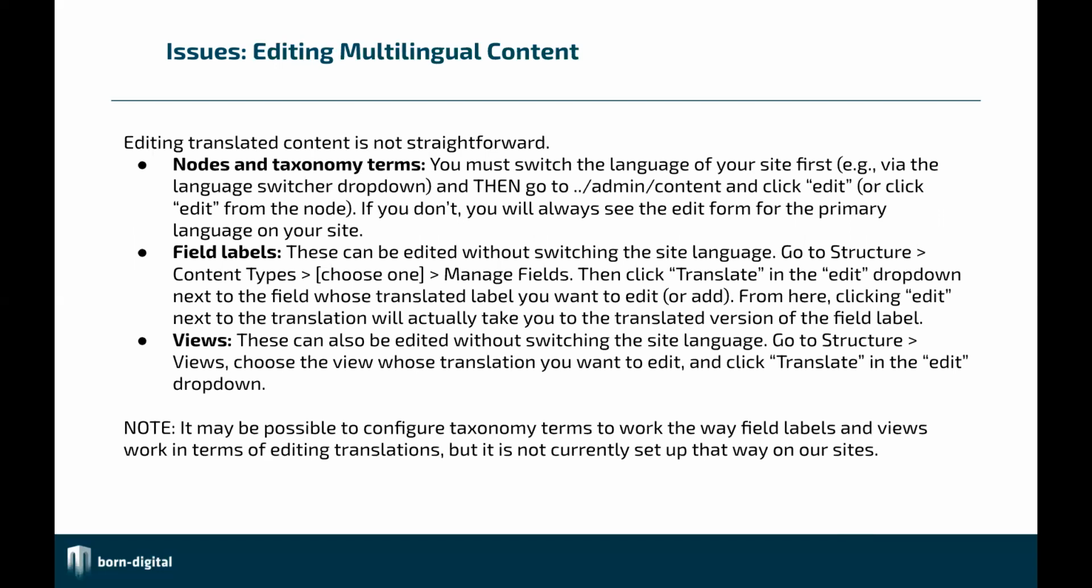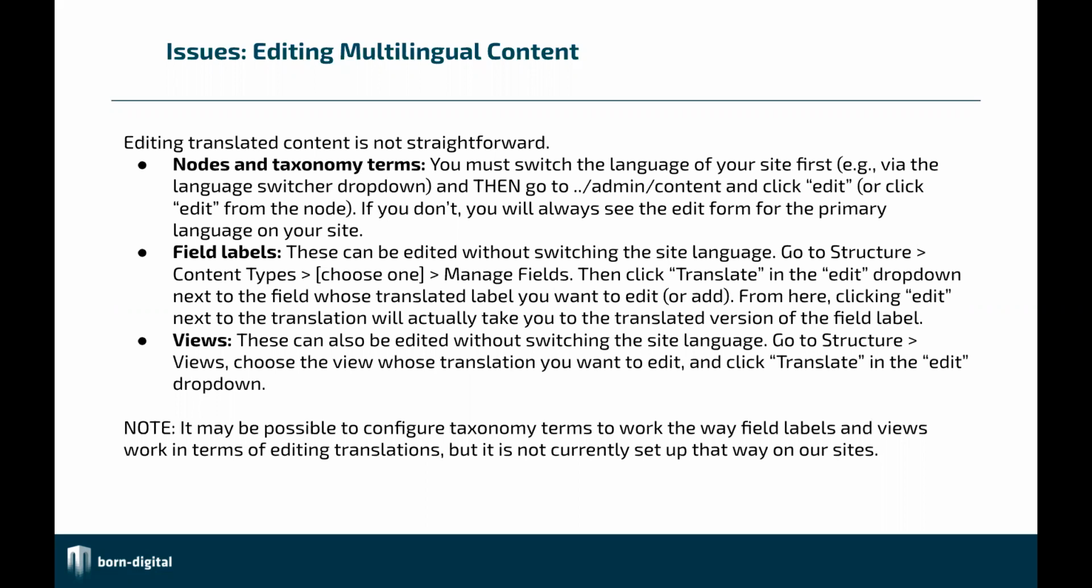Editing multilingual content is not very straightforward. For nodes and taxonomy terms, you can go to the content view and see all of your nodes, and you see two of each, in this case a French and an English version. And you would think if you click edit next to the French one, you get the edit form in French, but you don't. You have to actually switch your site language first and then go and edit the node if you want to edit the translated version.